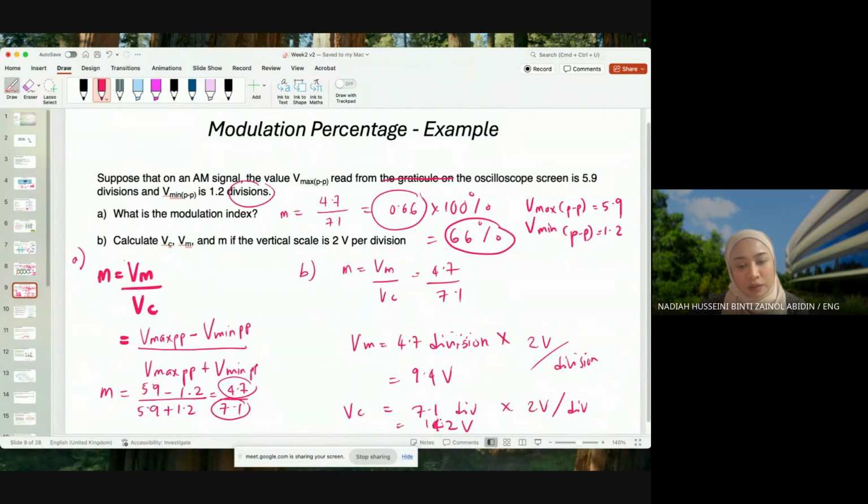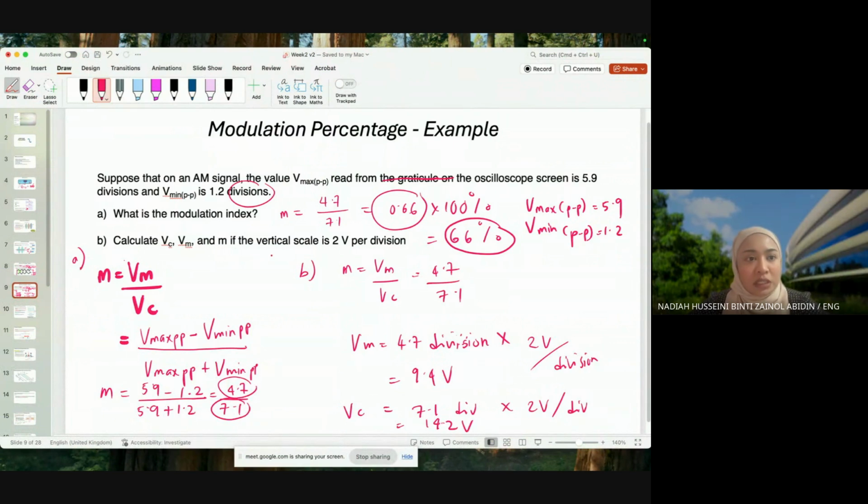This is a 4. Yeah, that looks like a 4. Let me just write it again. So that is 14.2. So that is your voltage for VC and voltage for VM.